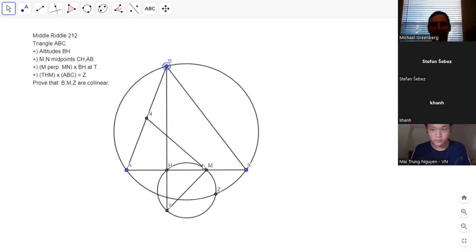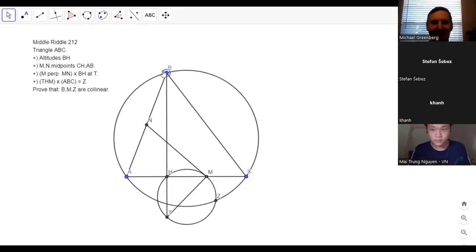So we can calculate angle ZMH as 180 minus ZTH, and we want to show that ZTH is HMB. And so maybe we could use similar triangles somehow. So HBC, so HMB, that's a median in HBC. And we want to show that's this angle.